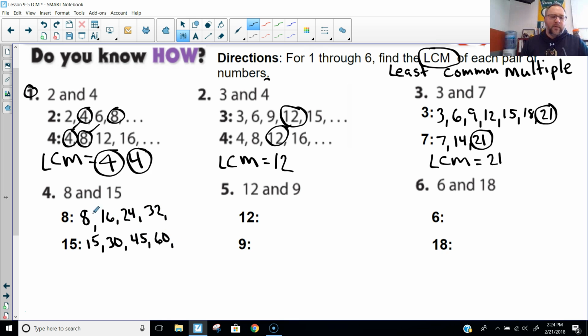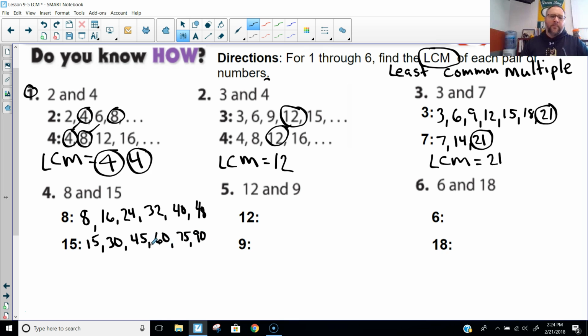8 times 4 is 32. 8 times 5 is 40. 15 times 5 is 75. 8 times 6 is 48. 15 times 6 is 90.